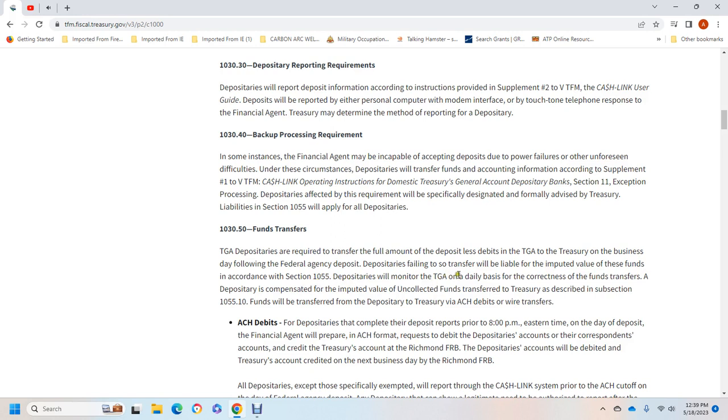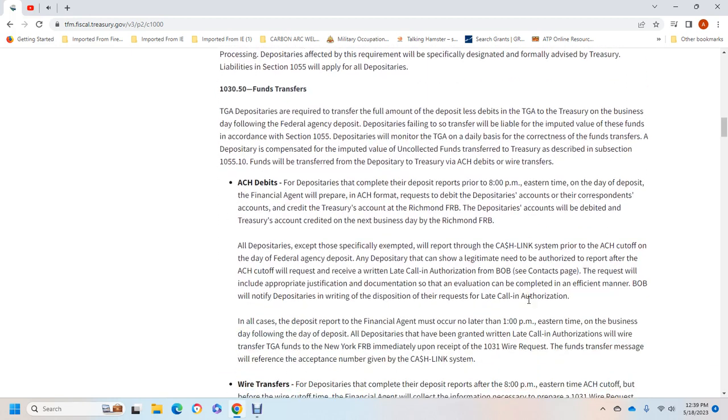The depository will remind the Treasury General Account daily for the correction of the funds transfer. The depository is compensated the imputed value of uncollected funds transferred to the Treasury, as described in subsection 1055.10. Funds will be transferred from the depository to Treasury via automated clearinghouse debits and wire transfers. Automated clearinghouse debits.